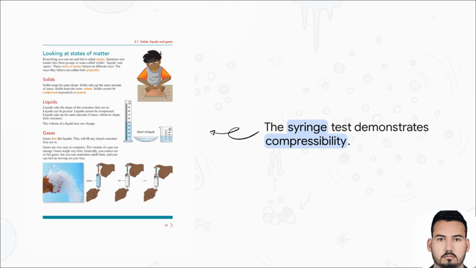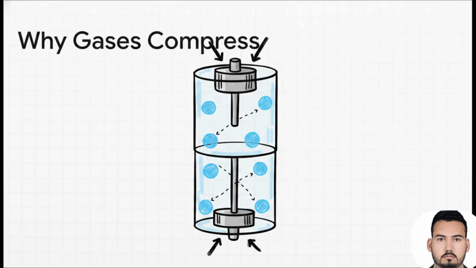If you fill a syringe with water, cap the end, and push down hard on the plunger, you hit a literal wall. You cannot physically force liquid water into a smaller volume. But if you do the exact same thing with a syringe full of air, the plunger glides down effortlessly, and you significantly shrink the gas's volume. Let's break down exactly why this happens.